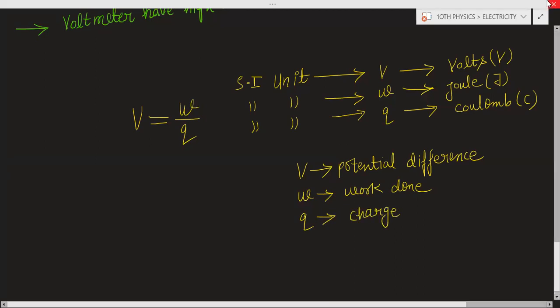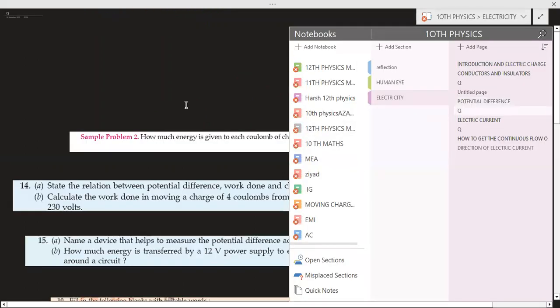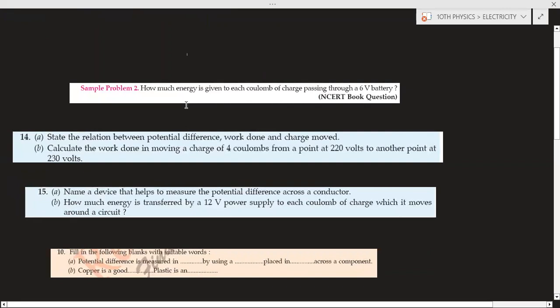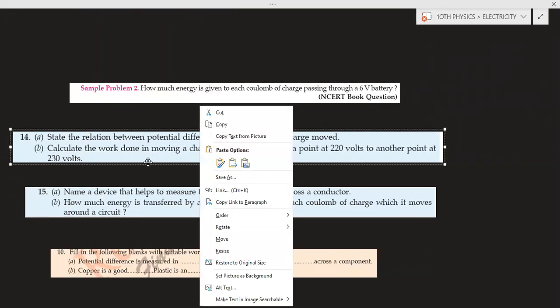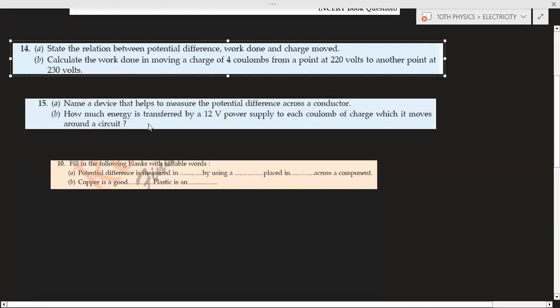Okay. So remember these things. The SI unit of potential difference is volt. The SI unit of work is joule. The SI unit of charge is coulomb. V is equal to W by Q. This formula we will use. Okay. So first we will solve this question. I think we have done this. We will solve now this question.